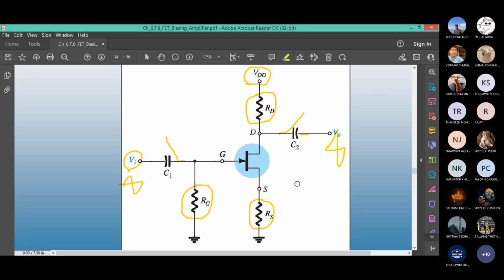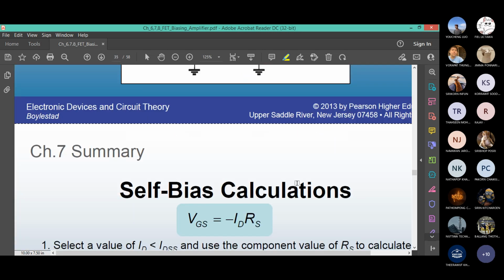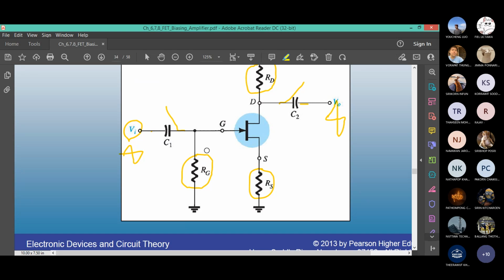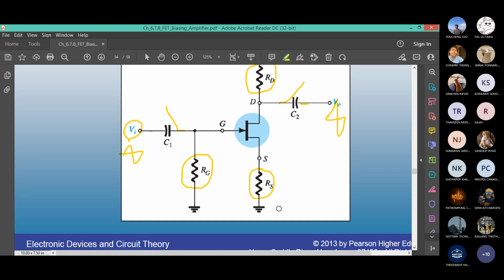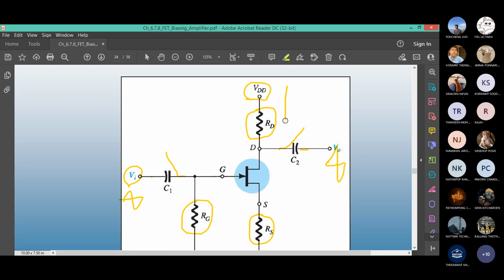Now, let's analyze the loop. For outside loop, VDD minus IDRD minus VDS minus IDRS equals 0, because ID equals IS. And this is plus minus VDS. Do not forget this voltage drop. You always have to put this in the equation. That's the Kirchhoff's voltage law.